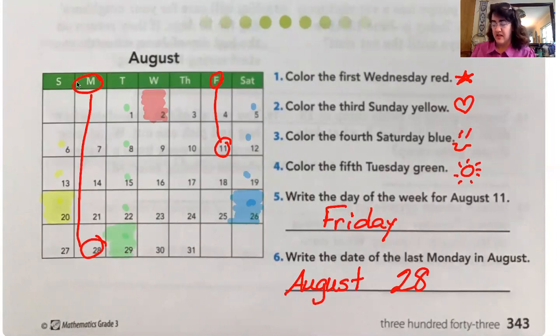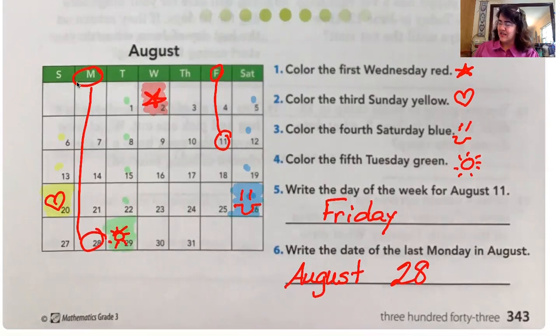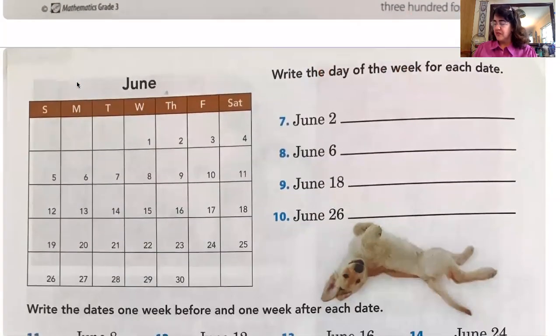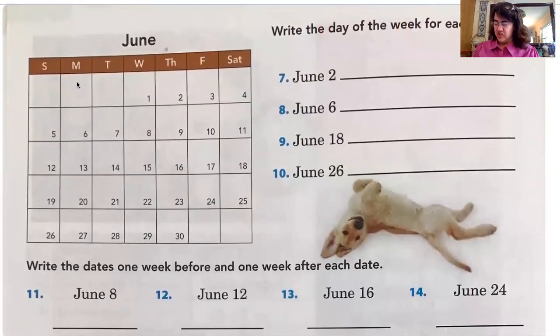Now, if you didn't have your colors and you just did the shapes, then we should have a star on the first Wednesday, a heart on the third Sunday, a smiley face on the fourth Saturday, and a sun on the fifth Tuesday. All right, second graders, excellent job. Let's turn your paper over and take a look at what we're doing today. We're going to write the day of the week for each date.